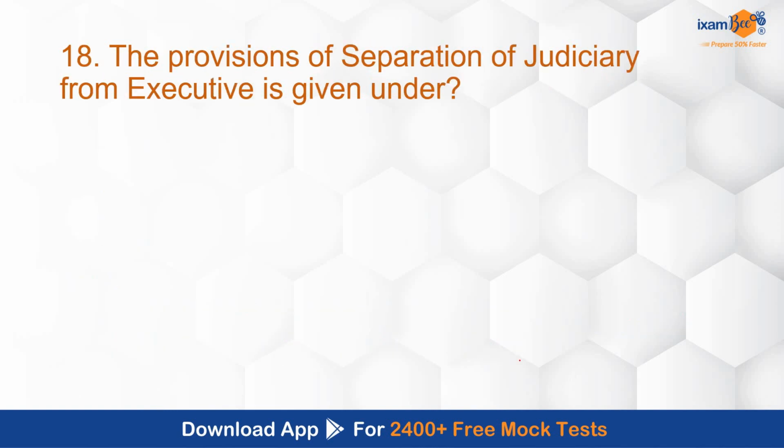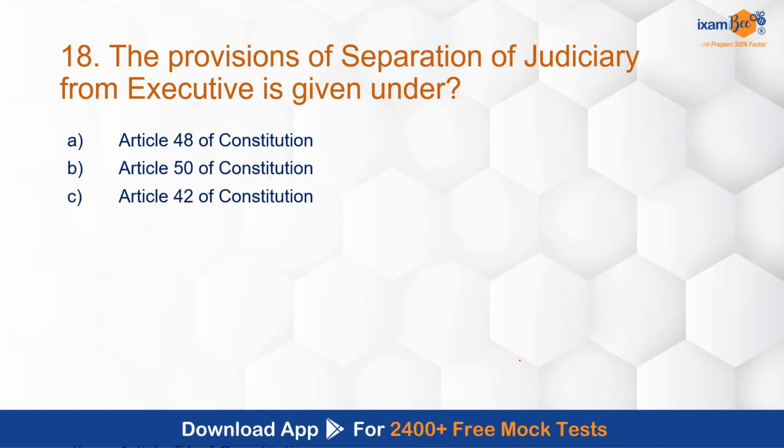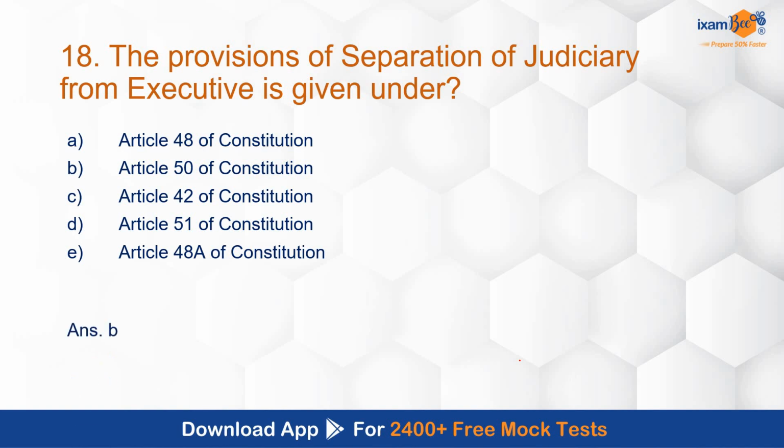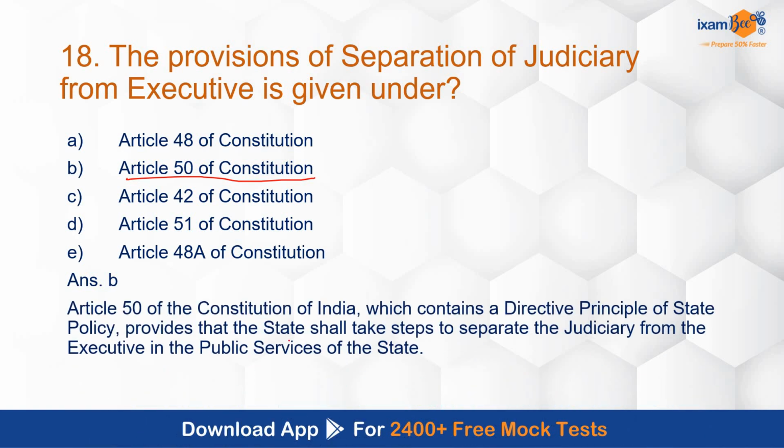Question number 18. The provision of separation of judiciary from executive is given under which article? So you'll have to remember the article numbers of fundamental rights, DPSP, fundamental duties, and other important provisions also. Correct answer here is B, Article 50 of the Constitution. Article 50 deals with the provision of separation of judiciary from executive. It provides that the state shall take steps to separate the judiciary from the executive in public services of the state.